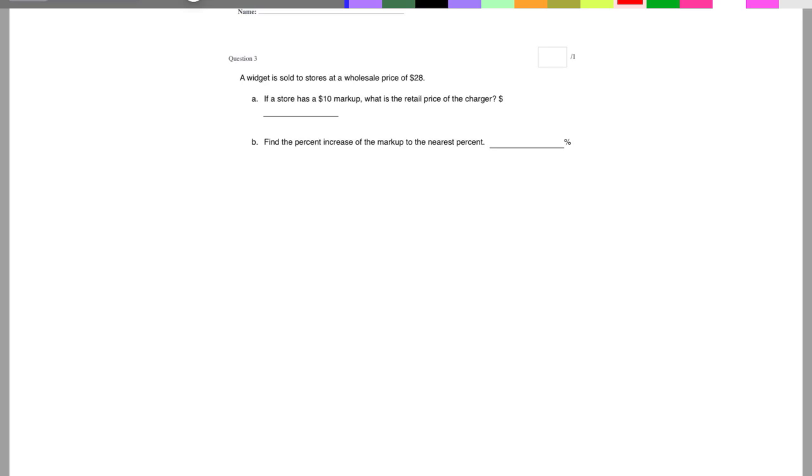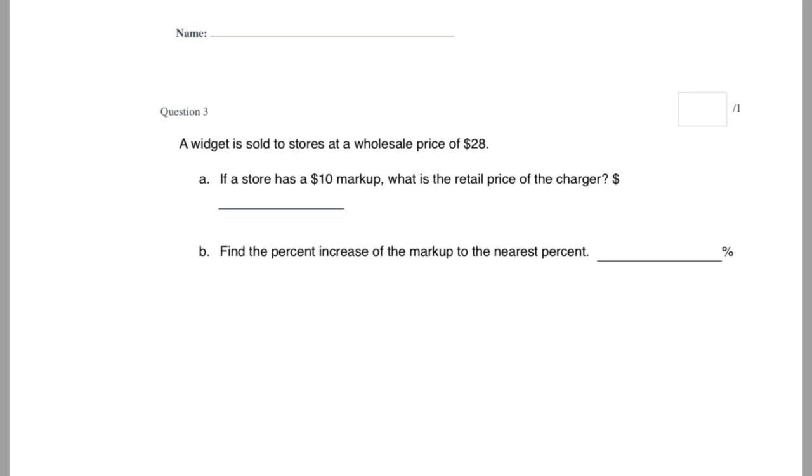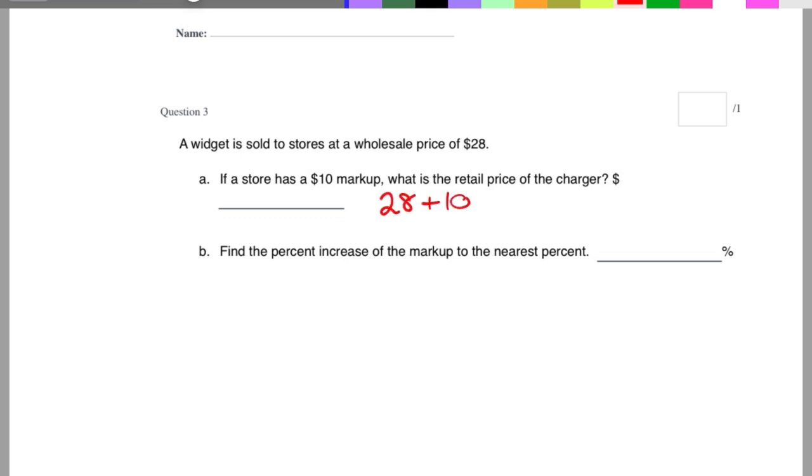And now we go to number 3. Number 3 here says a widget is sold to stores at a wholesale price of $28. If the store has a $10 markup, what is the retail price? That's real simple and easy. That's going to be $28 plus the $10 markup, which is $38. It's going to be $38.